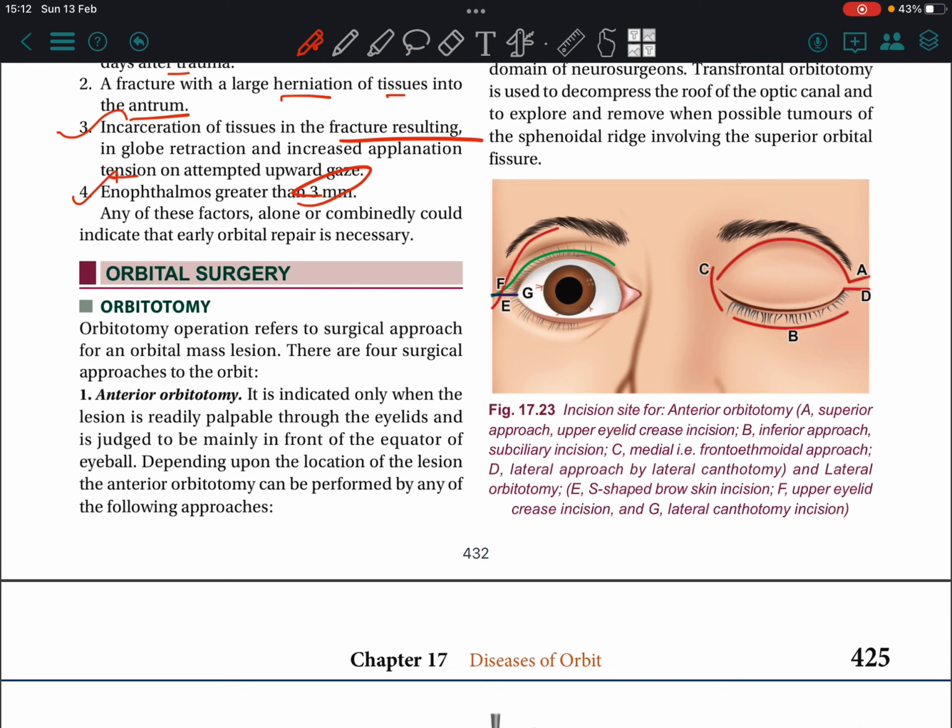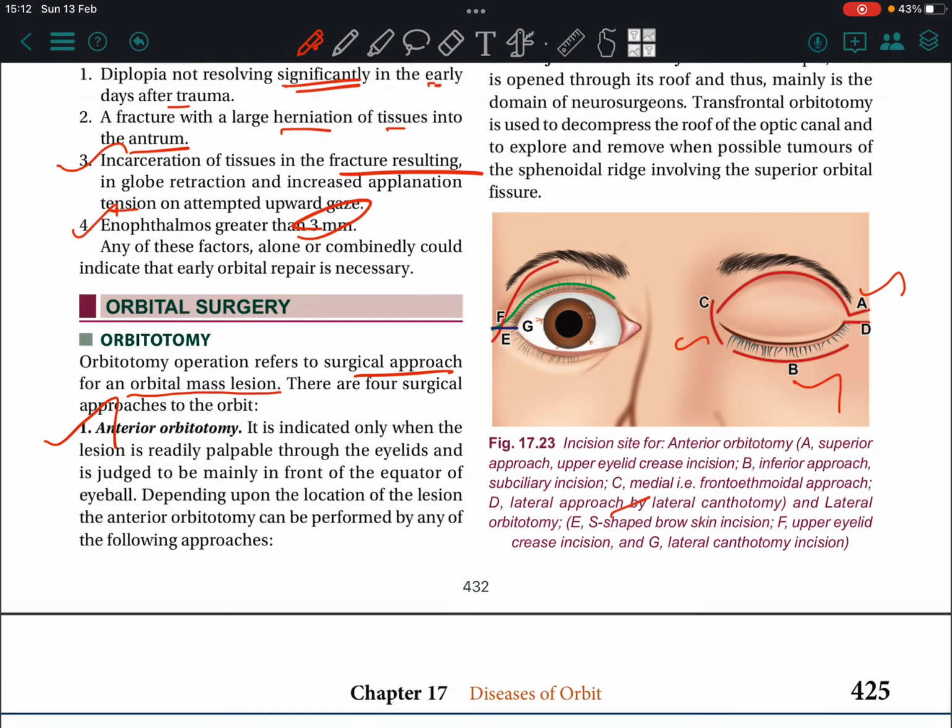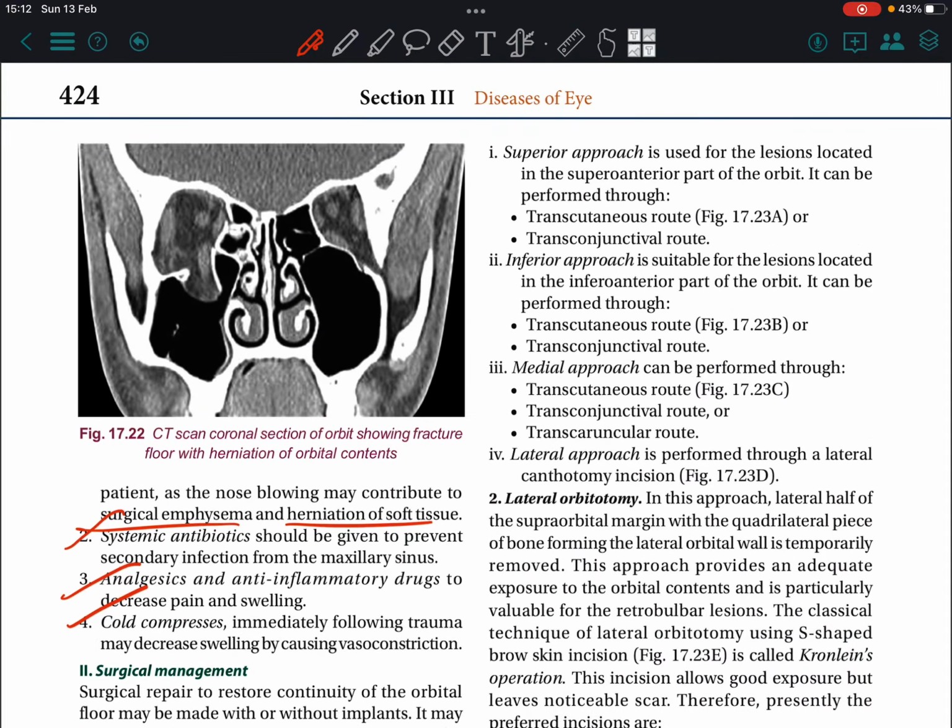Orbital surgery: orbitotomy operation refers to the surgical approach to an orbital mass lesion. Four surgical approaches: anterior orbitotomy, A is superior approach, B is inferior approach, C is medial, and D is lateral approach by lateral canthotomy. Lateral orbitotomy.